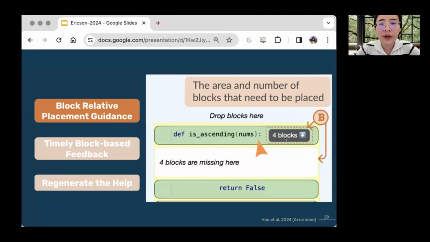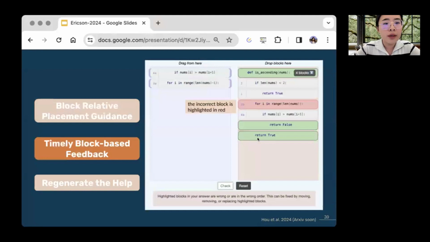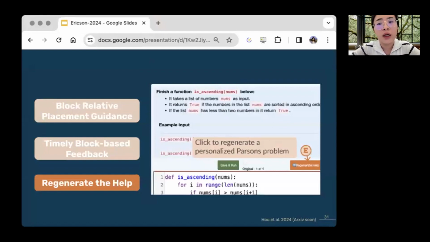Students can also hover over a static block to check the number of blocks missing above and below it in the corresponding location. Also, when solving Code Tailor's personalized Parsons puzzles, students can use a check button to check their answers and receive timely block-based feedback like this. The incorrect block is highlighted in red, for example. Students can also regenerate a new personalized Parsons puzzle at any point they want. This gives students more control when they are unsatisfied with the current Parsons problem and support, or when they need updated support after changing their own code.